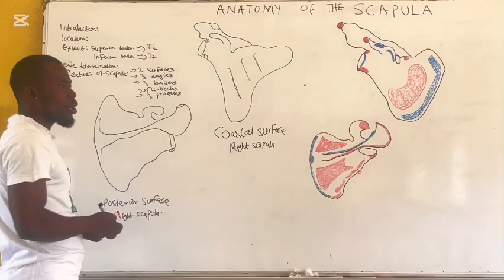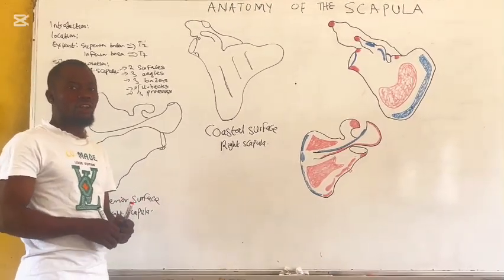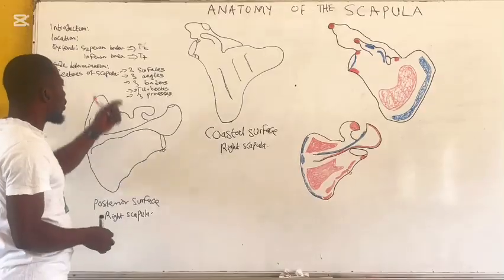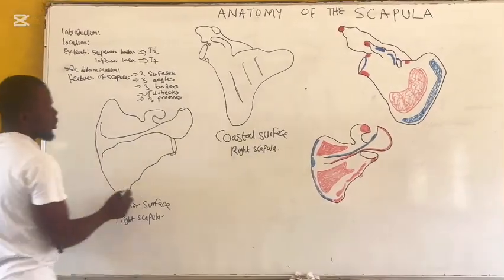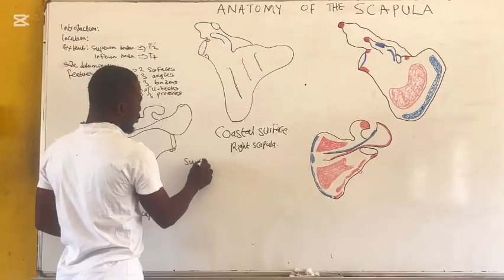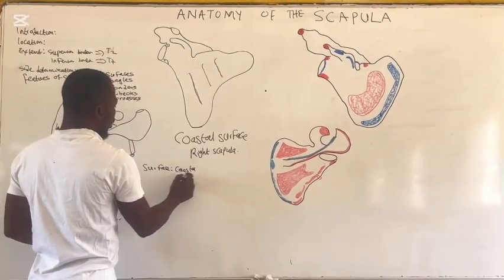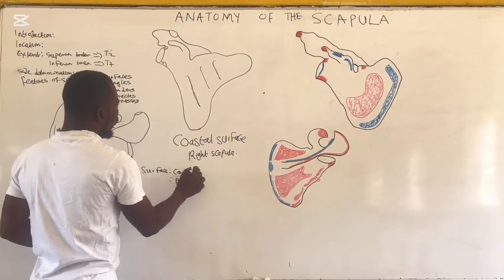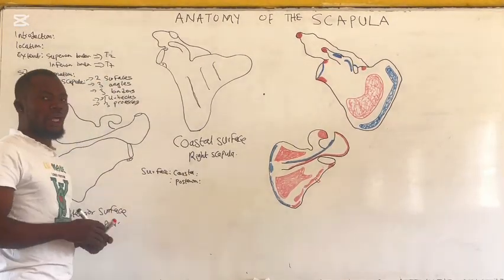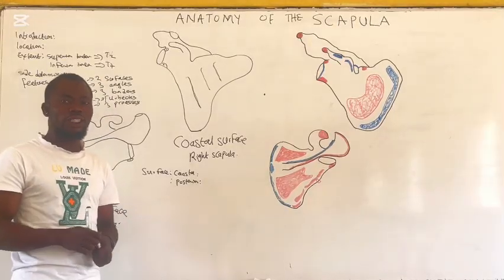The surfaces are the costal surface and the posterior surface. Those are the surfaces of the scapula. The costal surface of the scapula is concave, which fits the convex thoracic cage.